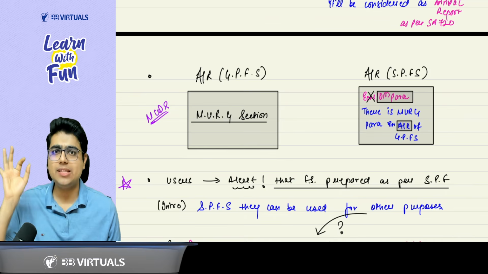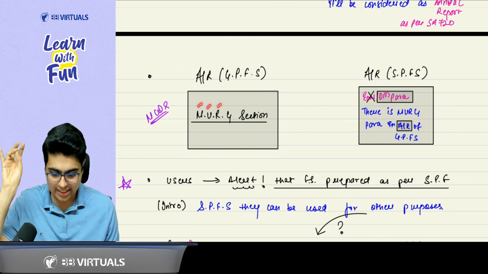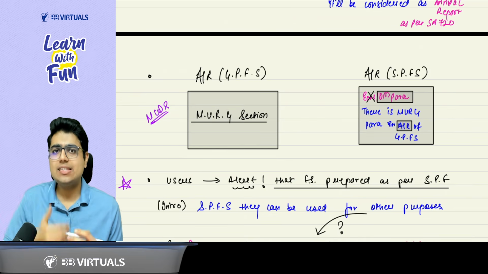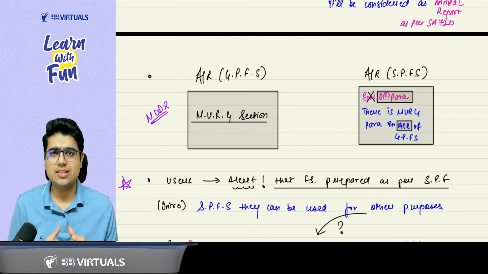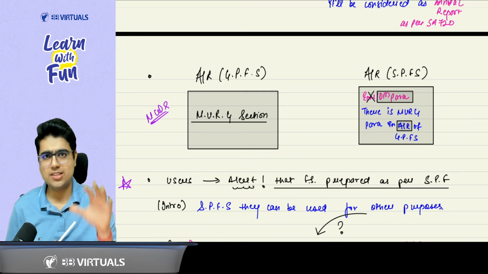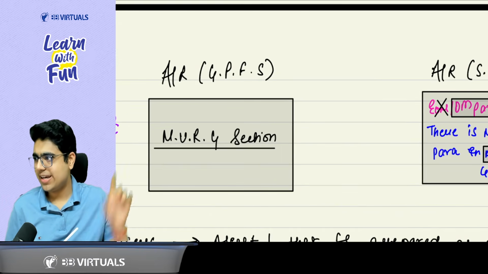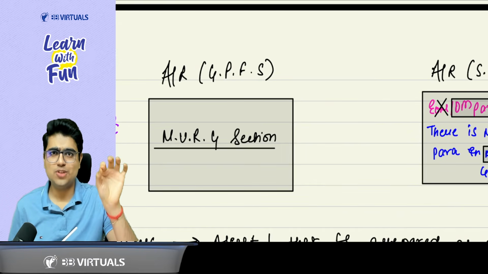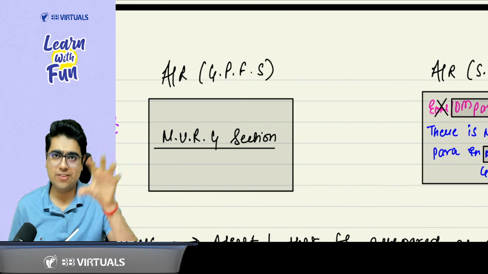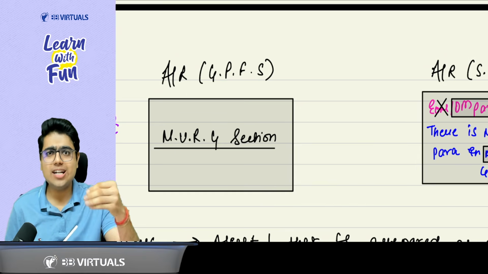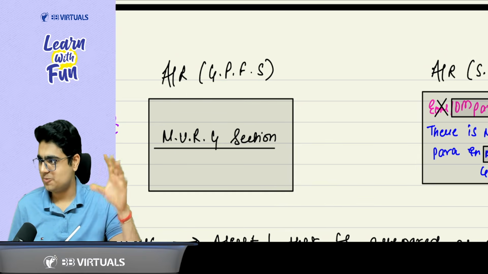Sir, MURG section means material uncertainty related to going concern. When is this section added? Whenever there is a material uncertainty related to going concern in the financial statements of the entity, the auditor adds a MURG section to draw the attention of the users to the note of the financial statement where the disclosures of material uncertainty are given. Got it?